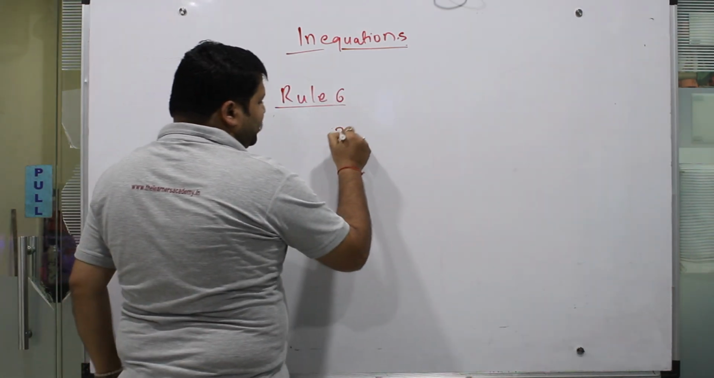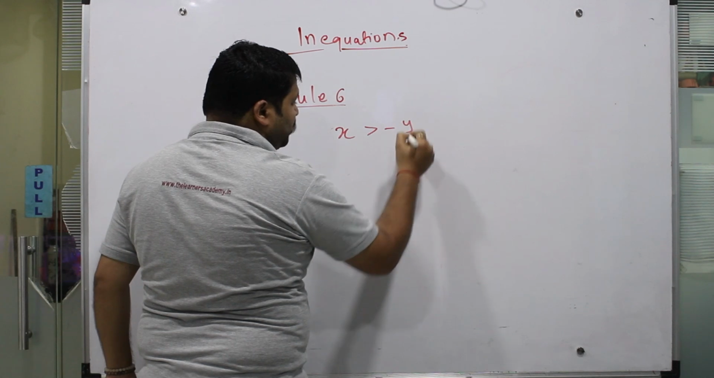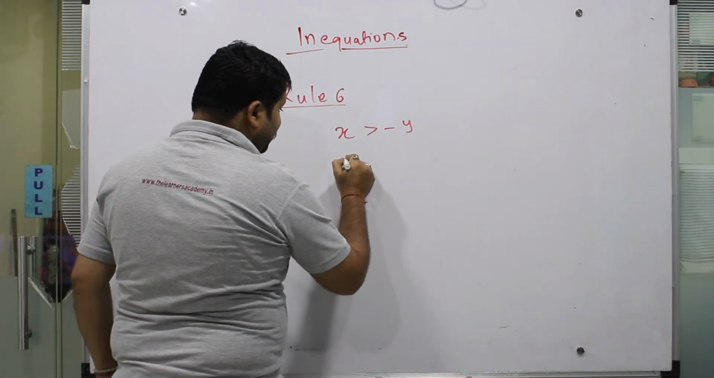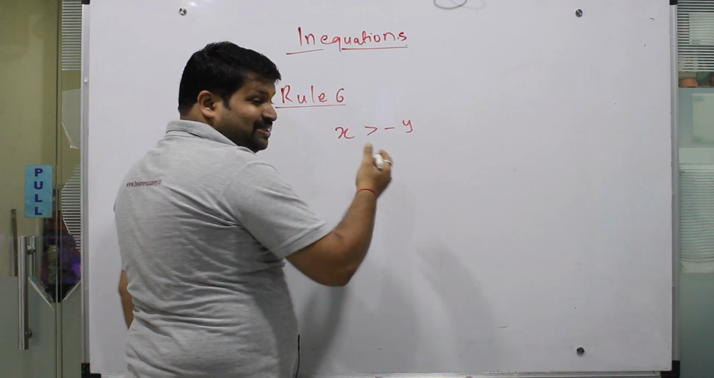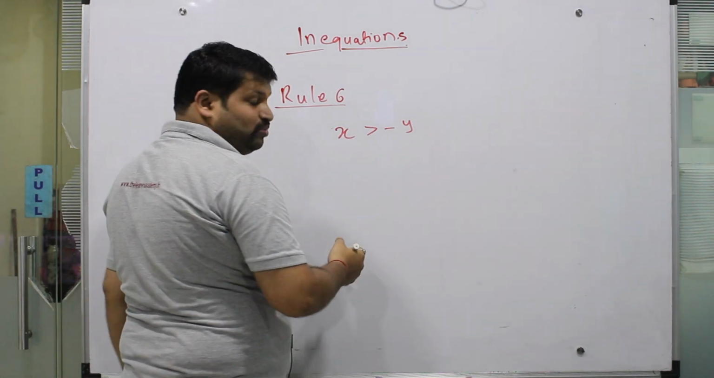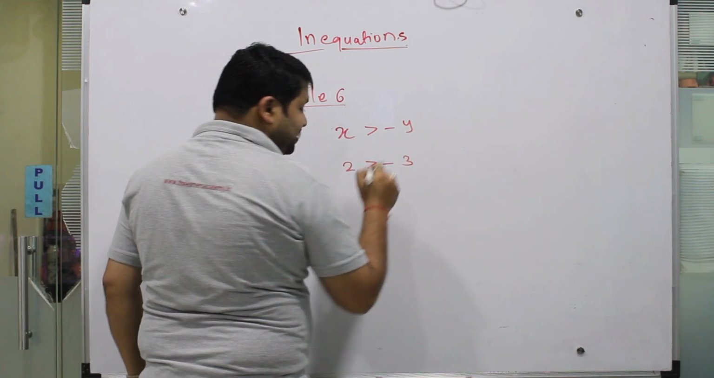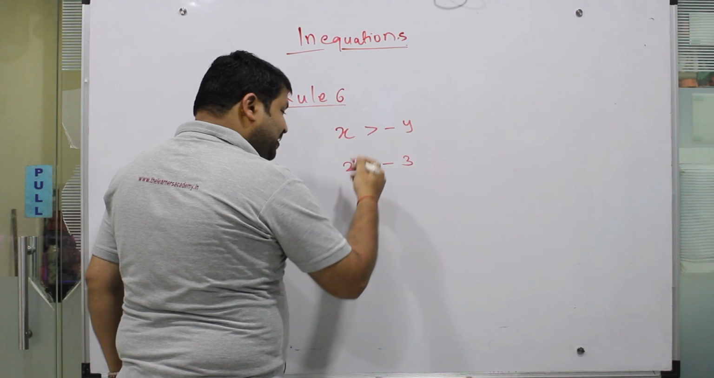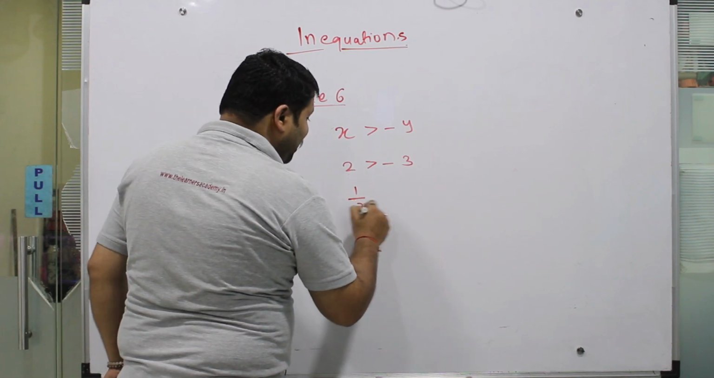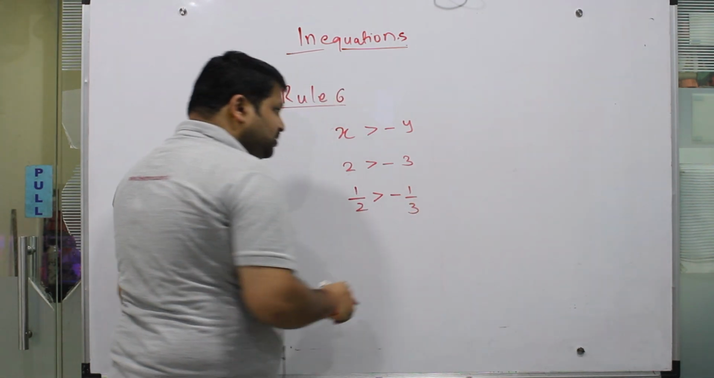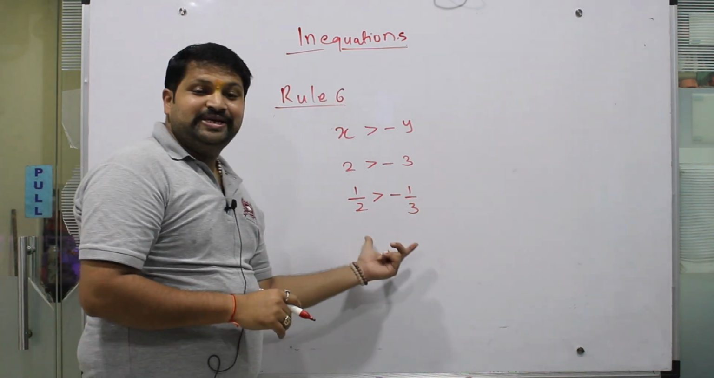So I have x is greater than -y. Now I am taking the reciprocals. Then what happens? Let's take a real life example to understand what would happen here. So I have 2 is greater than -3. Now, if I take the reciprocal, I'll have half, which is greater than -1/3. It would always be like this.